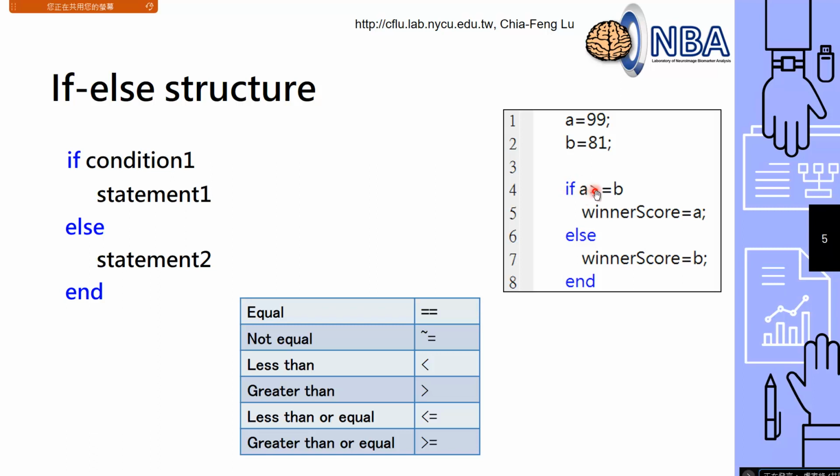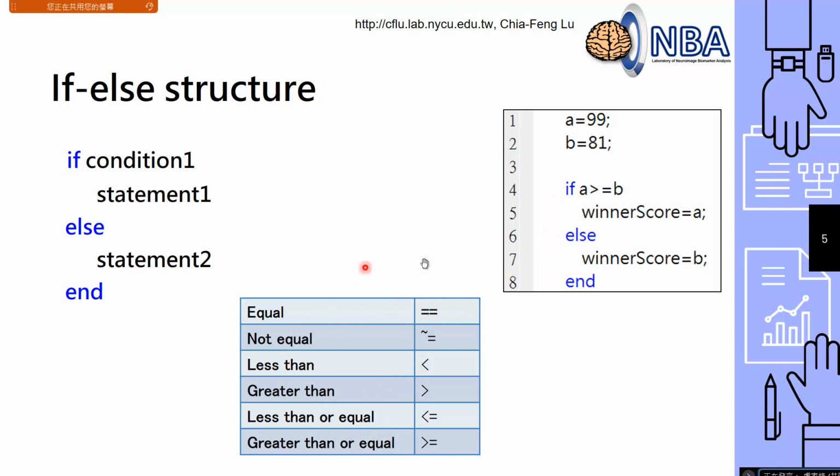If A is larger or equal to B, okay? If this condition is matched, then you will go for this statement, right? Otherwise, or else, you will go for this one. So this is the comparison that we try to find a larger one, okay? So you will see if A is larger or equal to B, we will assign the winner score to be A right here, okay? Otherwise, for this kind of condition, that means A is actually smaller than B, right? Then you will assign B to the winner score. So you can see this structure is pretty easy to understand, right?